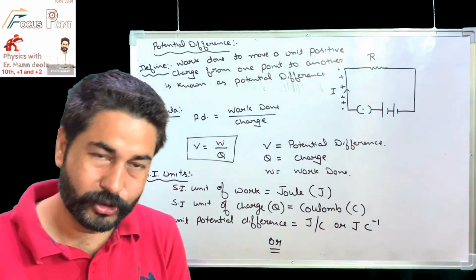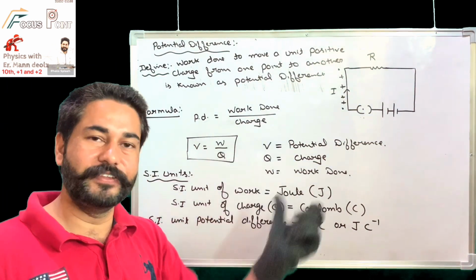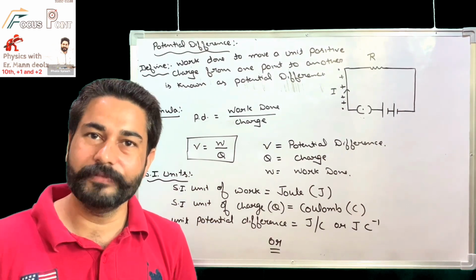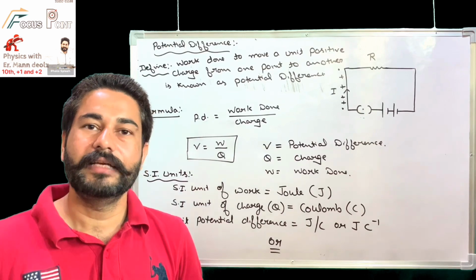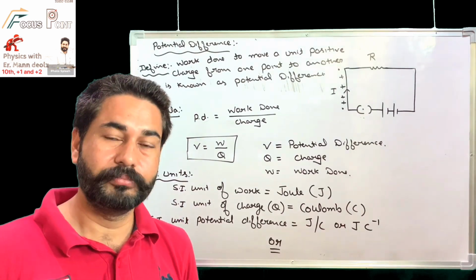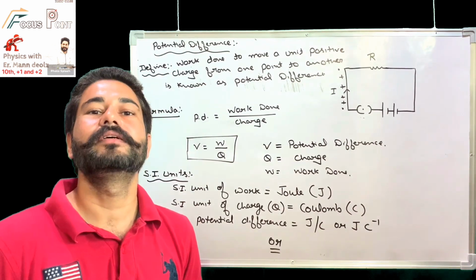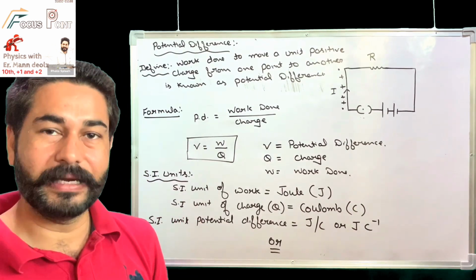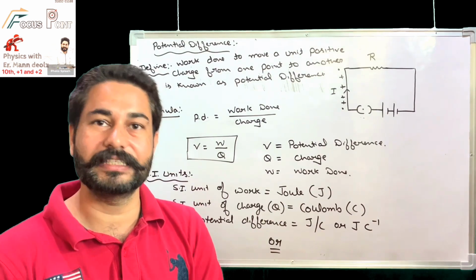And I also told you that every scientist who discovered a physical quantity, the SI unit is kept after his name. Okay, like SI unit of force is Newton because it was discovered by Isaac Newton. SI unit of pressure is Pascal, Blaise Pascal discovered it. SI unit of work is joule, again after the scientist's name.